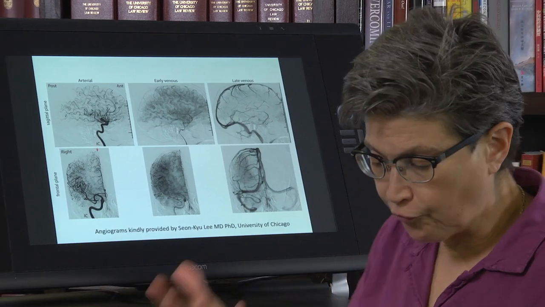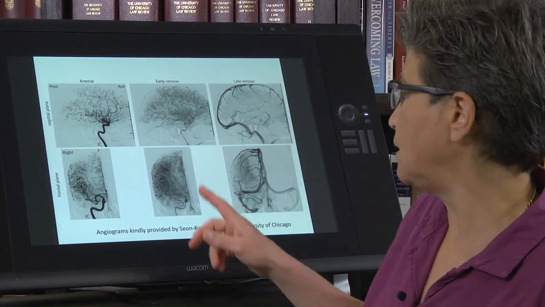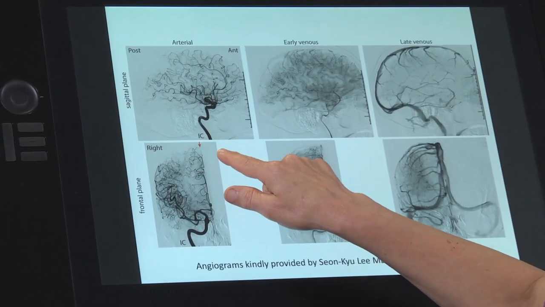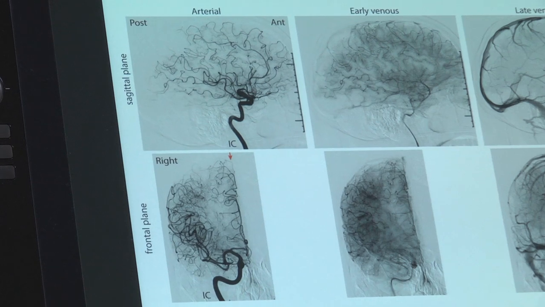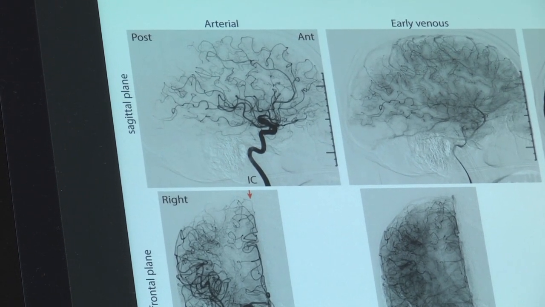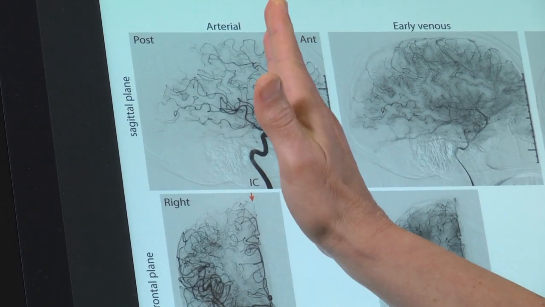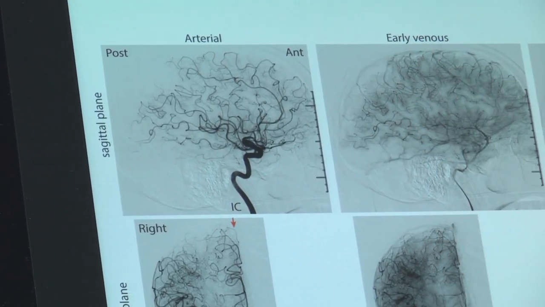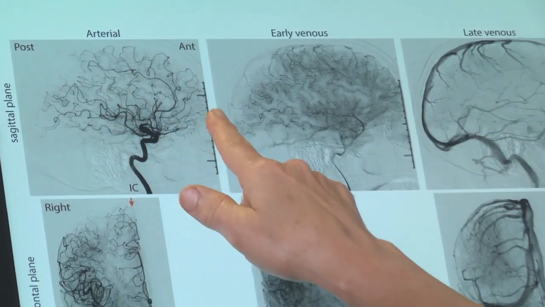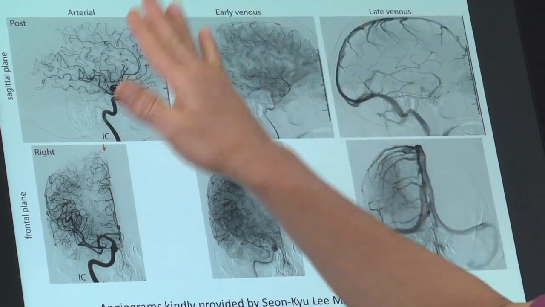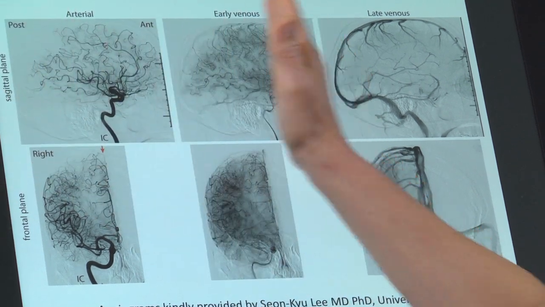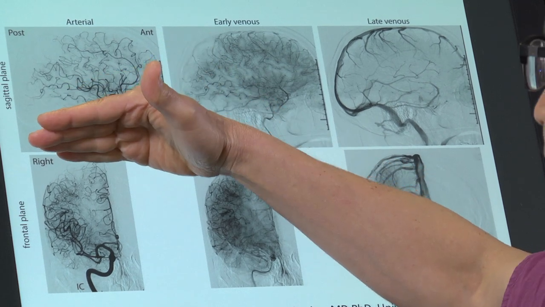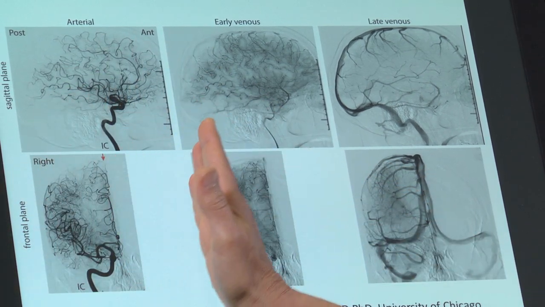So now let's move forward to the anterior circulation. This is an angiogram. What has happened is that a contrast dye has been put into one internal carotid, and pictures are taken immediately after, and another moment after, and another moment after. This is a sagittal plane, so front and back, and this is a coronal plane, left, middle, right.